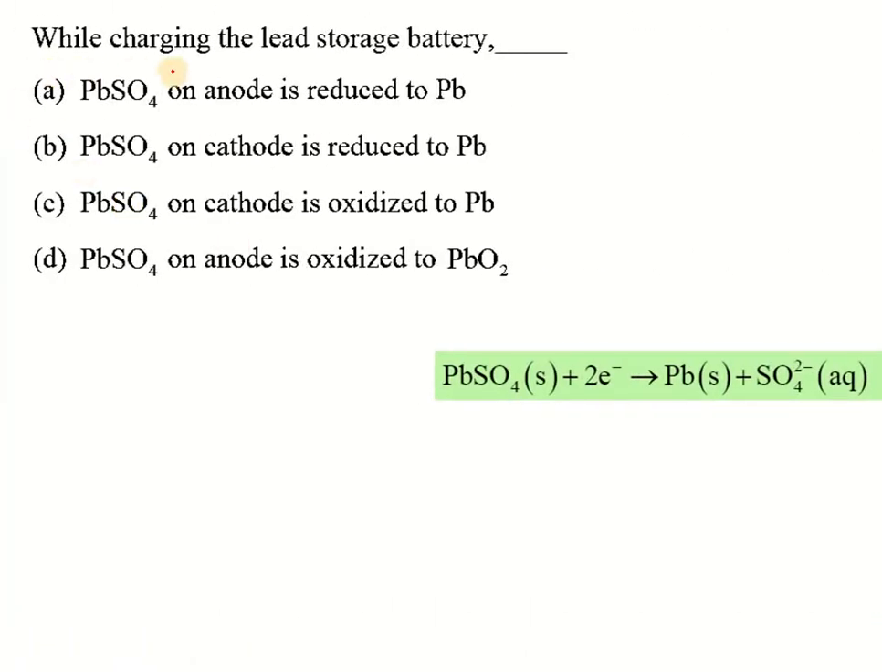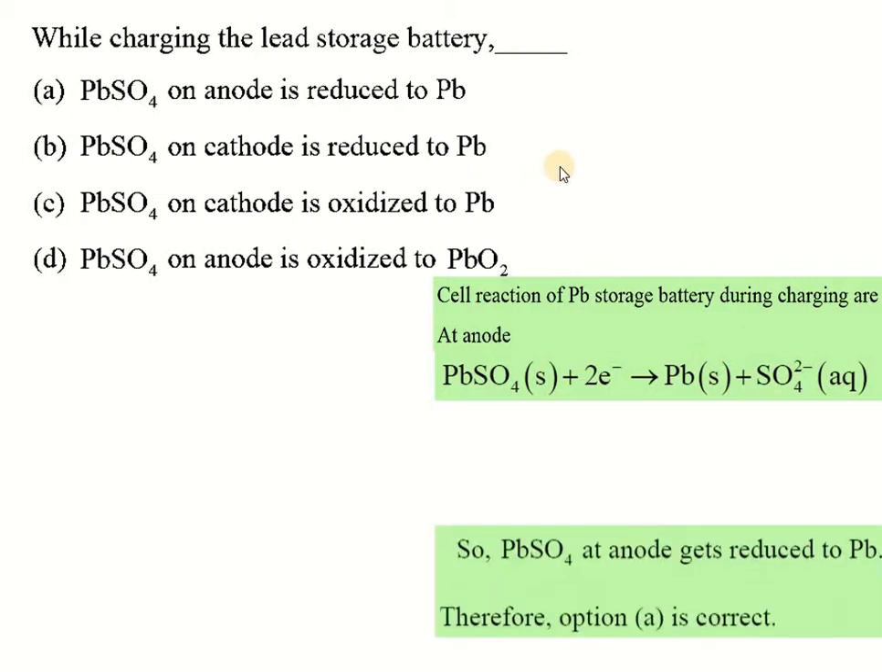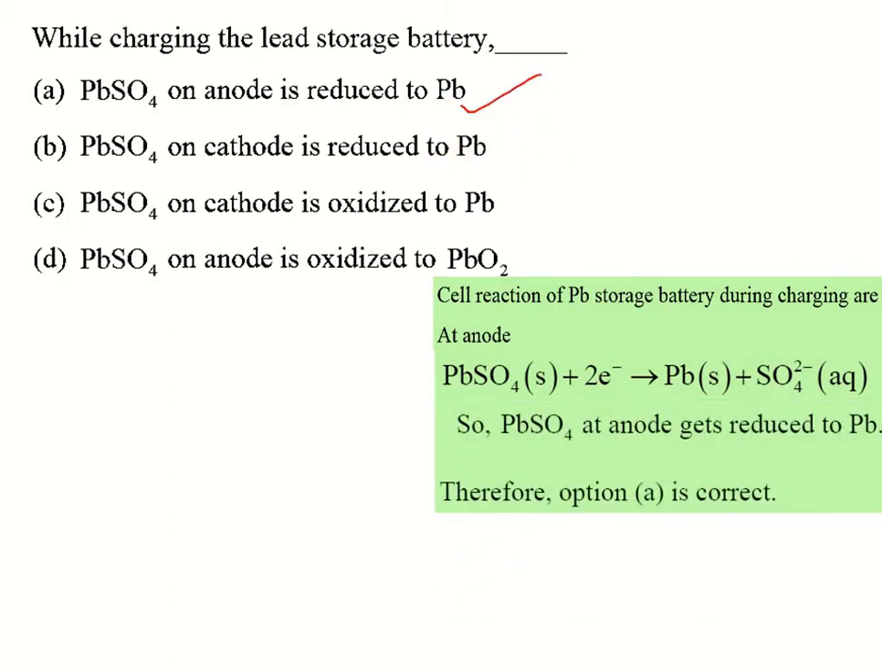Next, while charging the lead storage battery, what will happen to PbSO4 at anode and cathode? PbSO4 at the anode is converted into Pb. So that means option A is the right option for this question.